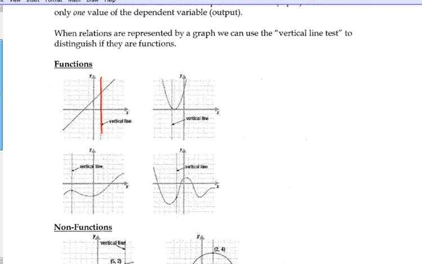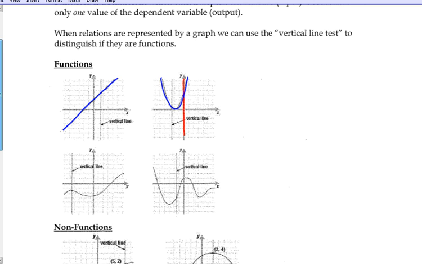So here's my vertical line. Will it only cross once no matter where? If this line is actually our graph. Here's my graph. No matter what, is that red line only ever going to cross once? Yeah, so it's a function. How about here? Will it only ever cross once? The graph is this guy.